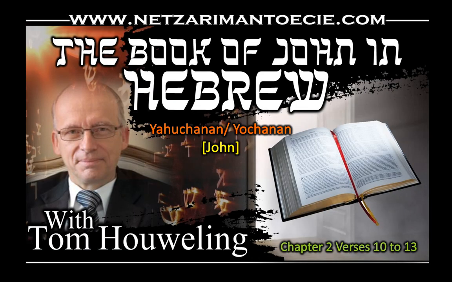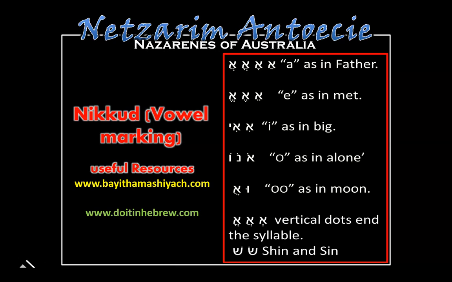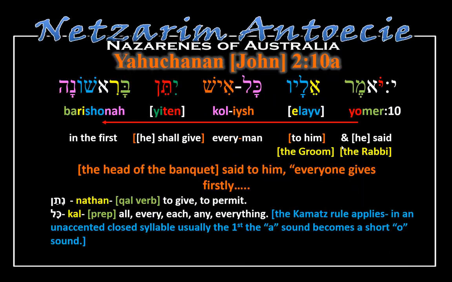And so we begin by giving you the chart of the vowel markings, which are called Nakud, and also these very useful resources. And we do pray you use them. So let us begin. And we begin with the Yod, which is the 10th letter of the alphabet, meaning we're in verse 10. And we go through the letters.